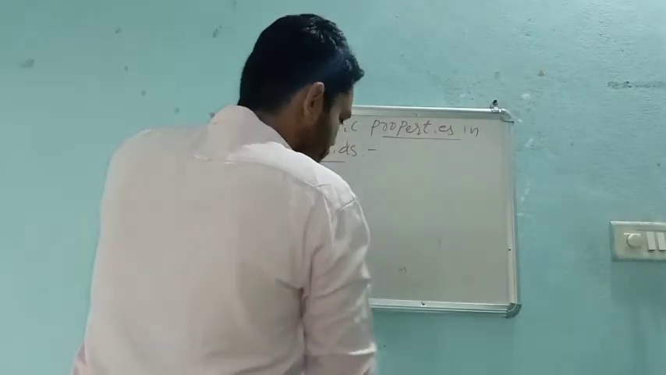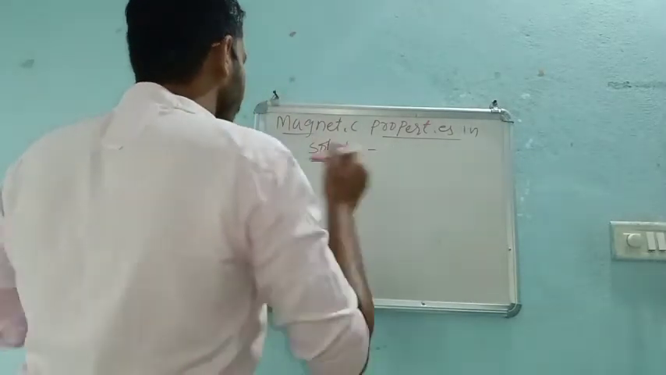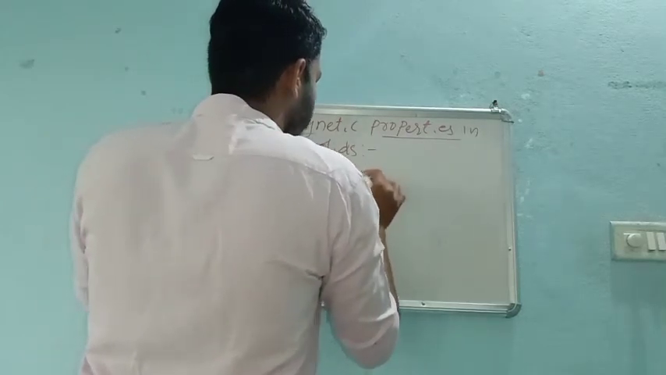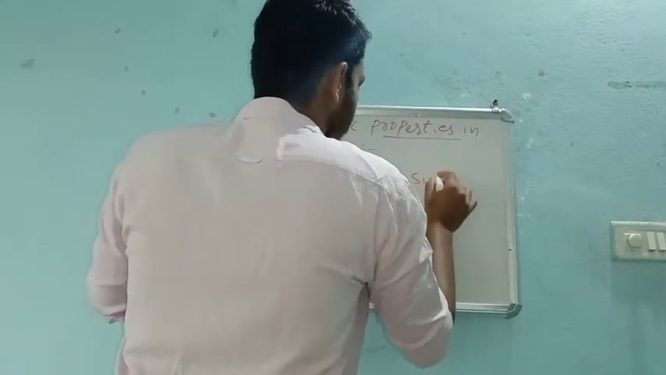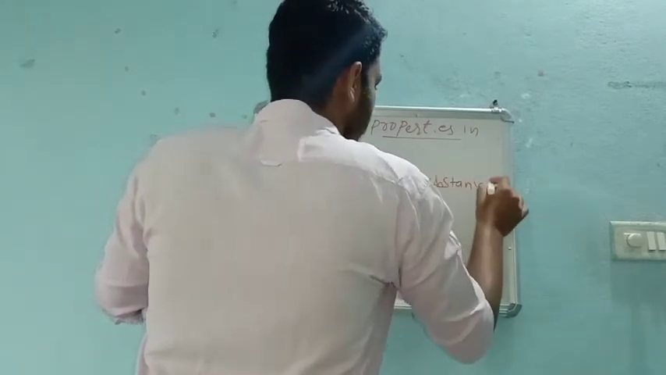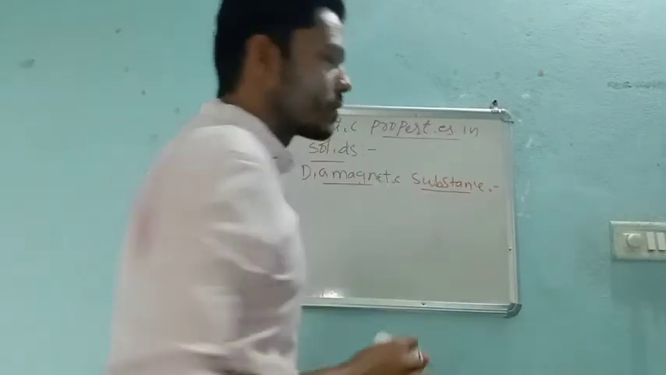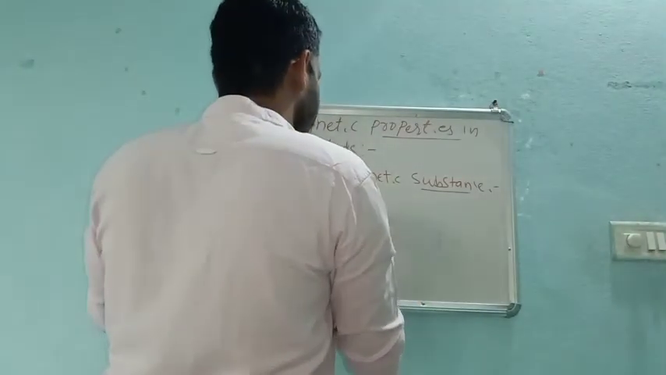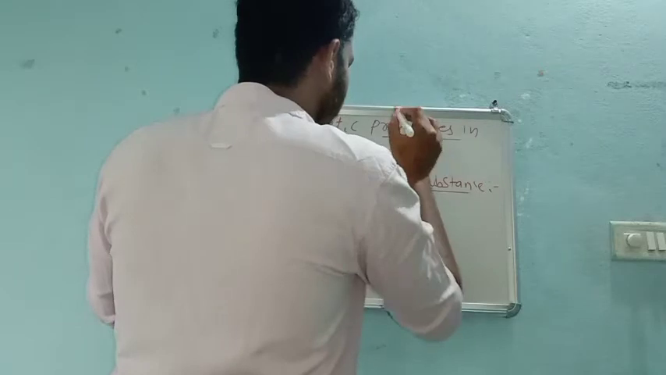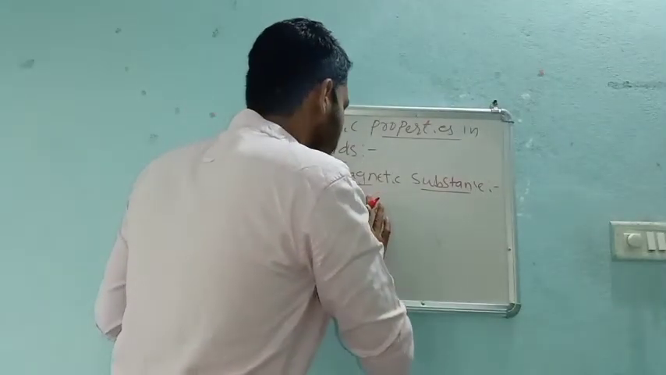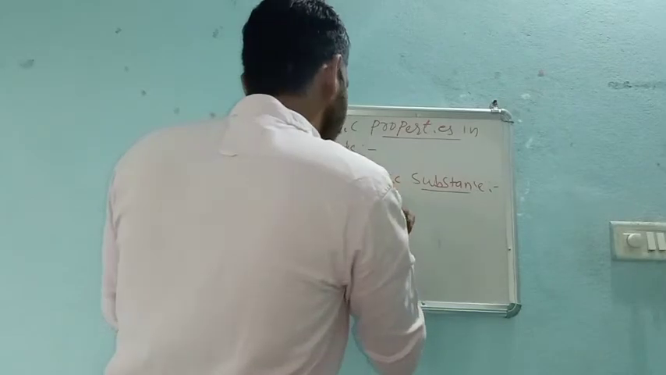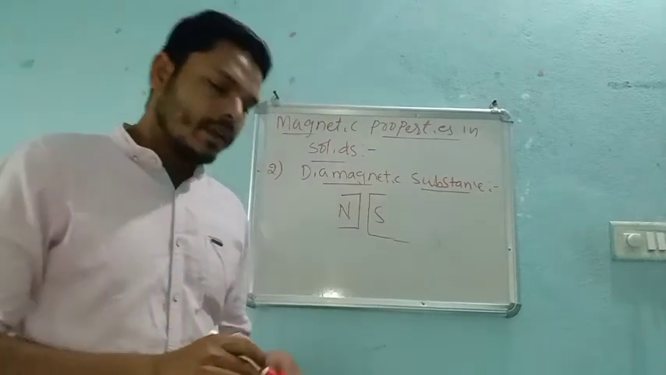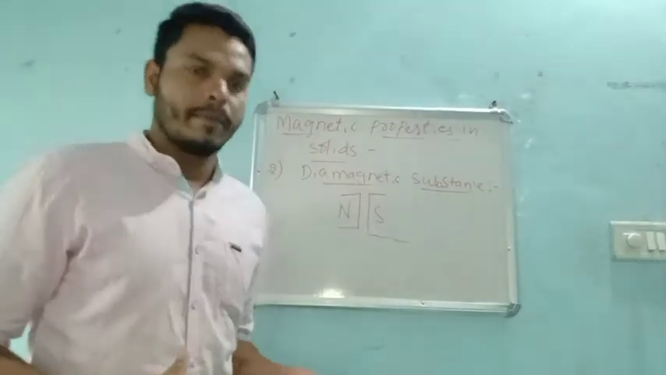Next, we'll see the number 2 property, that is diamagnetic substances. So again you take the same thing, that means a magnetic field, north pole and south pole, right? If we bring any substance near this magnetic field, if they are weakly repelled, right?